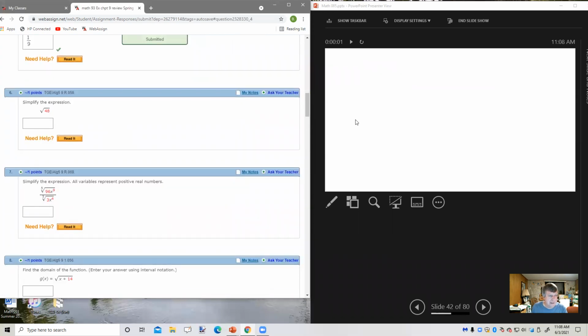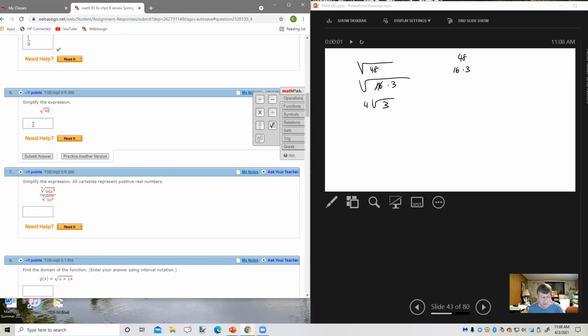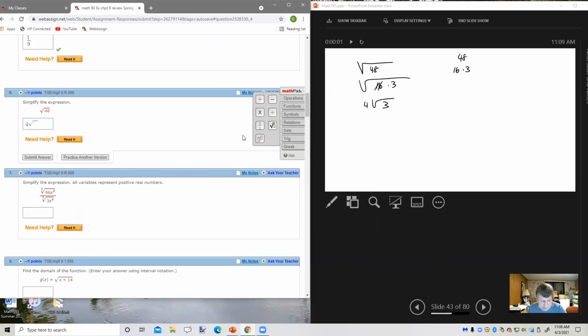Simplify the expression. We're taking square roots. So if we take 48, we want to find the largest square factor. Well, that's 16. The square root of 16 is 4 on the outside. So we're going to get 4 square roots of 3.